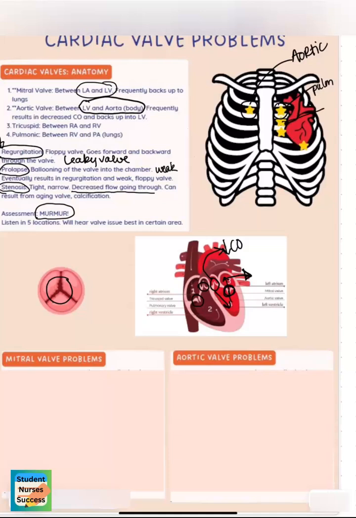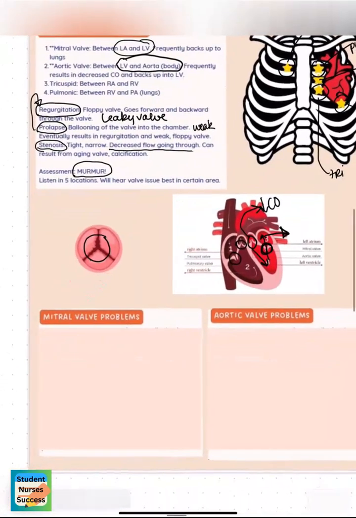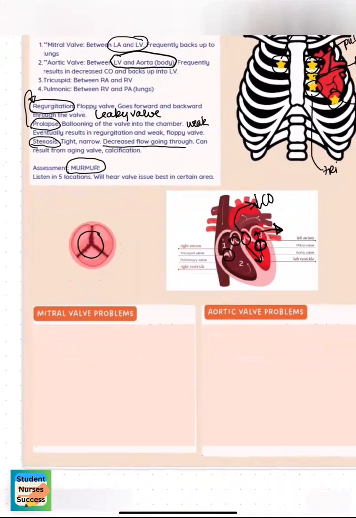This middle spot here is called Erb's point. And then right here was your tricuspid area, and this one right here is your mitral. And again, you would hear your mitral valve problems best in that location. That's why it's important to assess the five areas. I think we're ready to talk about mitral valve problems and aortic valve problems. And let's begin with the mitral valve.